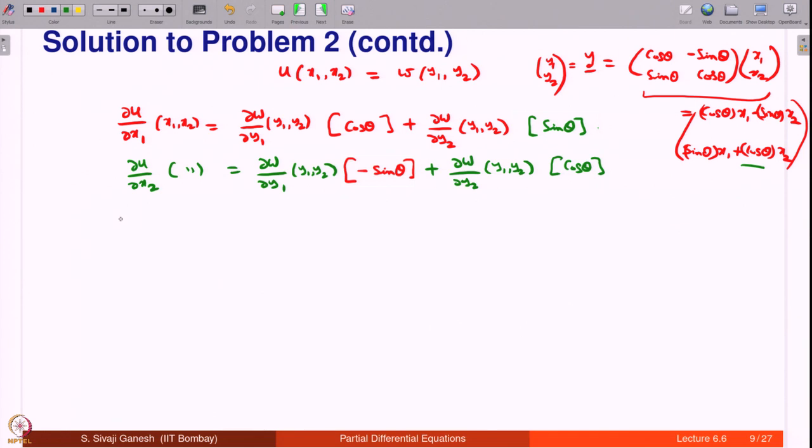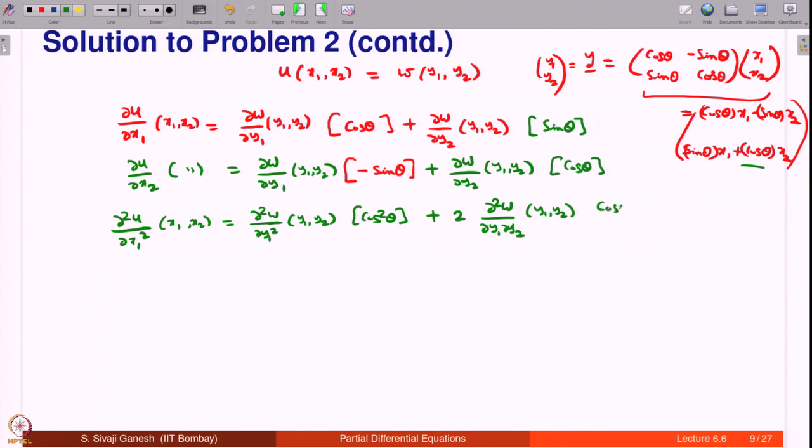So now I write the expression for the second order derivatives, please check it. ∂²u/∂x1² at a point (x1, x2) is equal to ∂²w/∂y1² at the point (y1, y2) into cos² θ, plus 2 ∂²w/∂y1∂y2 at the point (y1, y2) into cos θ into sin θ, plus ∂²w/∂y2² into sin² θ.